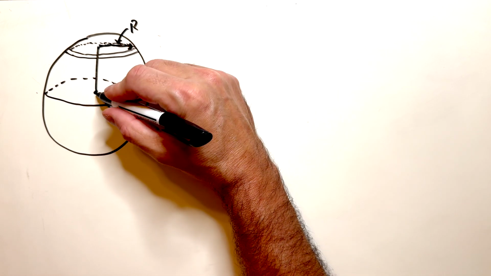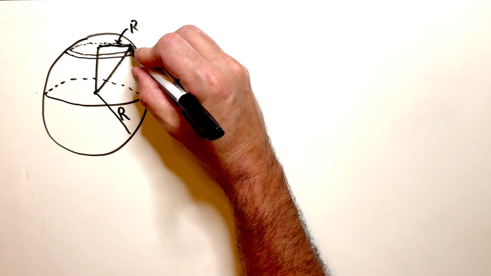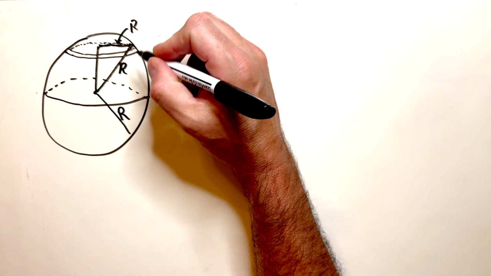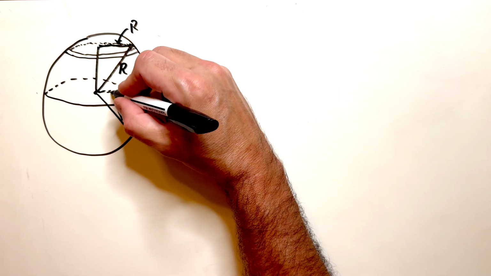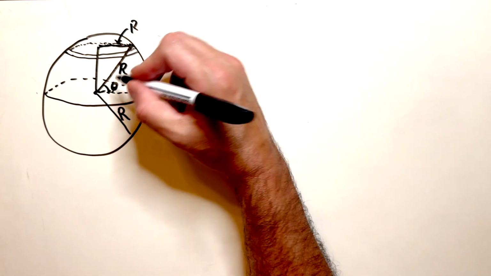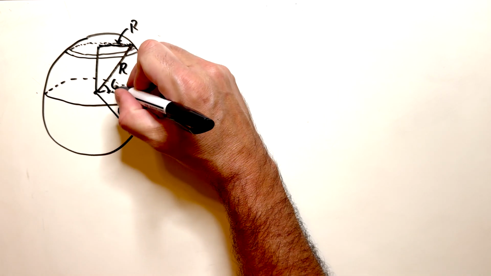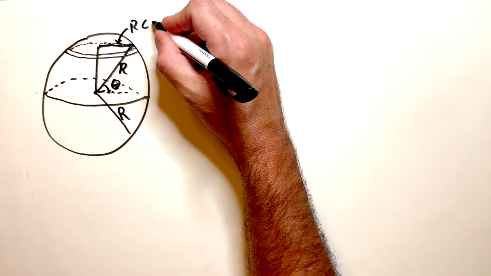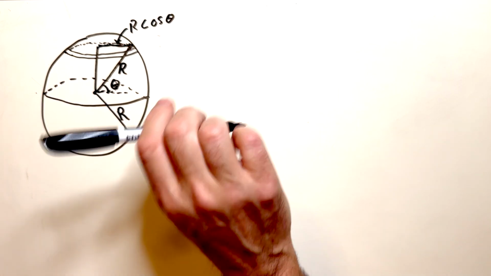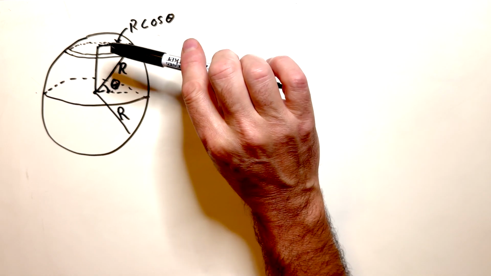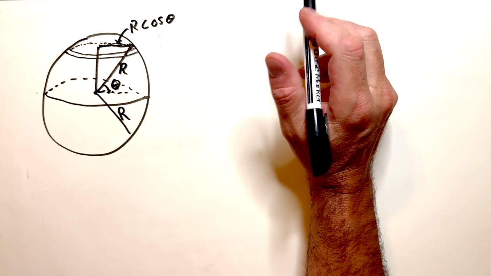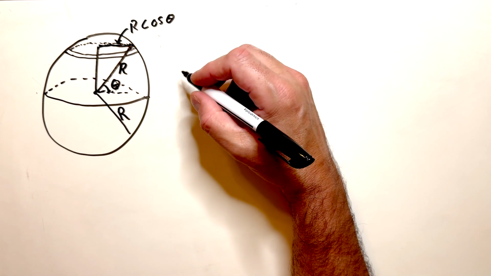Let me just draw one more feature in here. This, of course, is r also. And here is the angle that we'll use for reference, theta. Doesn't look like a theta, but oh, now it looks even worse, huh? Theta. Then this is r cosine theta. So the radius of these little circles, these cross-section circles that I get when I slice this sphere, is r cosine theta. So I'm going to use that.